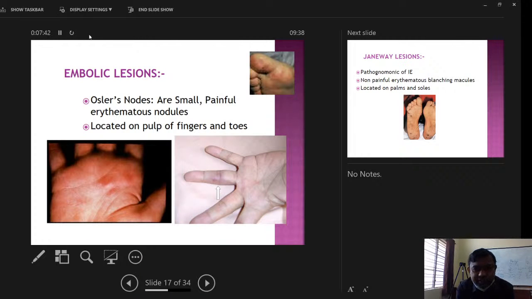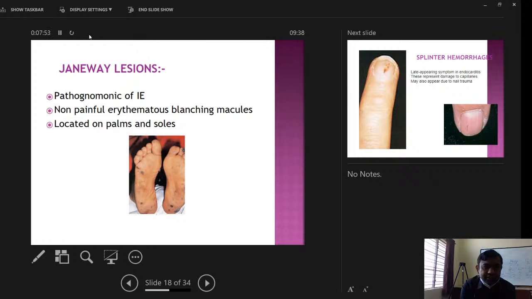So these are the embolic lesions. There are Osler nodules. The Osler nodules are painful nodules, which are small erythematous nodules located on the pulp of the fingers and toes. Then Janeway lesions. Janeway lesions are pathognomonic of infective endocarditis. This is non-painful. Osler is the painful and Janeway lesions are non-painful. Erythematous blanching macules located on the palms and soles.